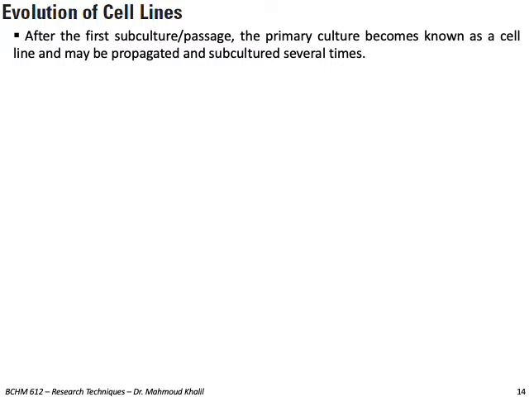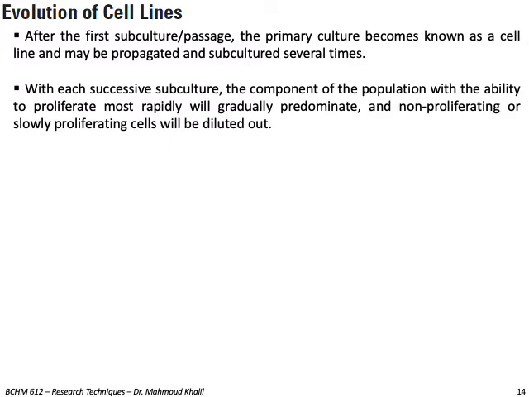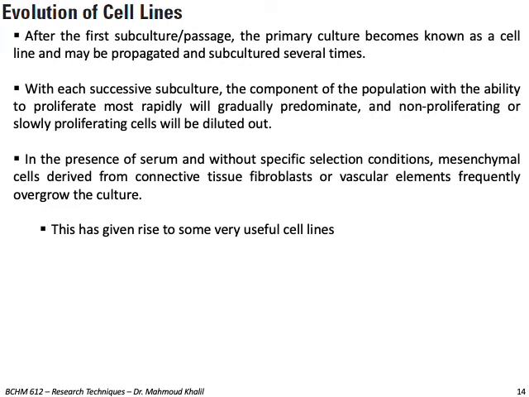The evolution of cell lines. After the first subculturing passage, the primary culture becomes known as a cell line and may be propagated and subcultured several times. With each successive subculture, the component of the population with the ability to proliferate most rapidly will gradually predominate, and the non-proliferating or slowly proliferating cells will soon die and be diluted out. In the presence of serum and without a specific selective condition or selection media, mesenchymal cells derived from the connective tissue, fibroblast or vascular elements frequently overgrow the culture.